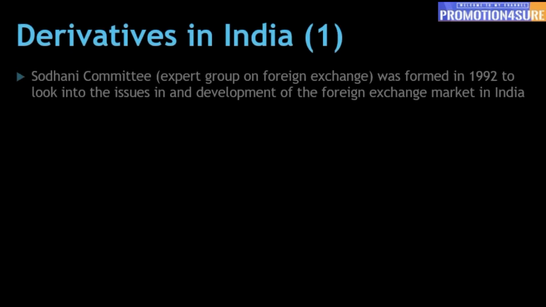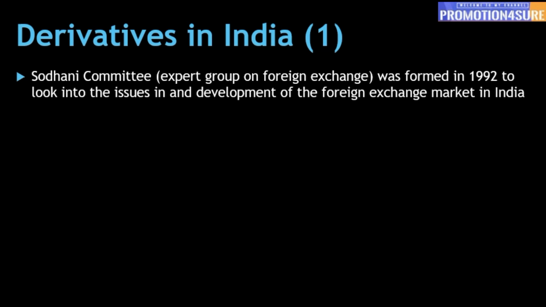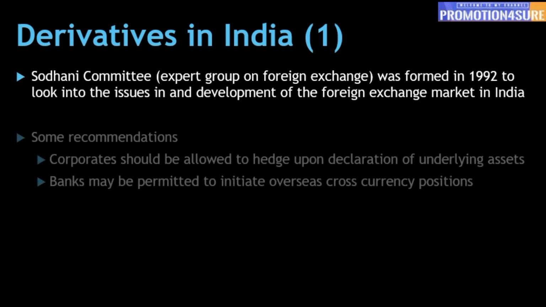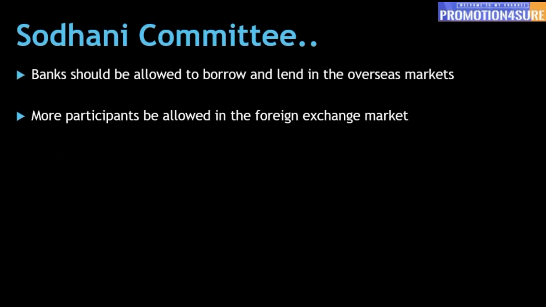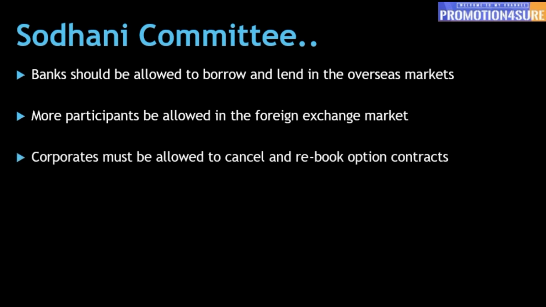Now, derivatives in India. The Sodhani Committee was formed in 1992 to look into the issue and the development of the foreign exchange market in India. Some recommendations were: corporates should be allowed to hedge upon declaration of underlying assets. Banks may be permitted to initiate overseas cross currency. Banks should be allowed to borrow and lend in the overseas market. More participants should be allowed in the foreign exchange market.